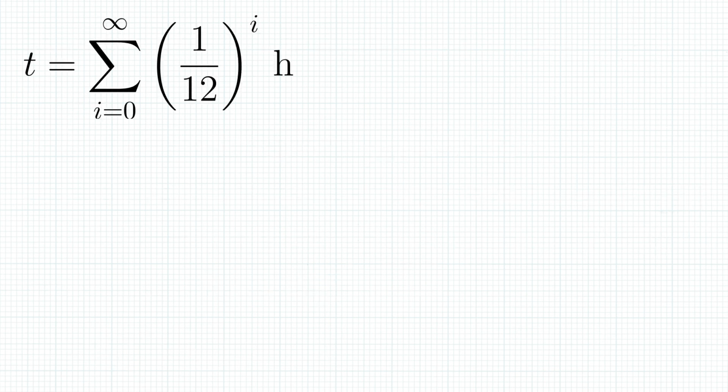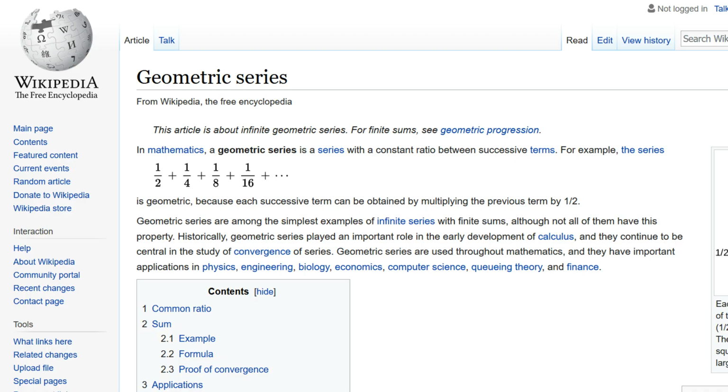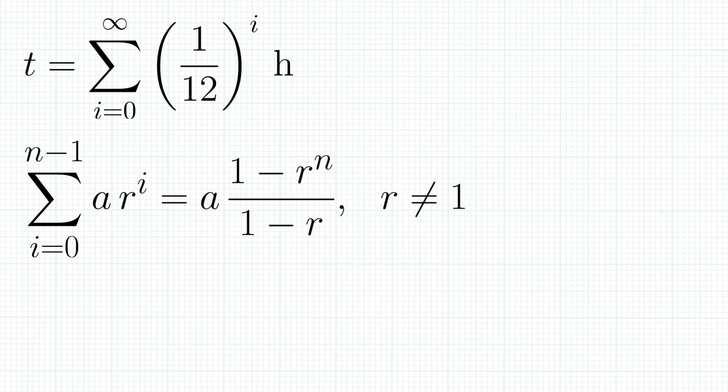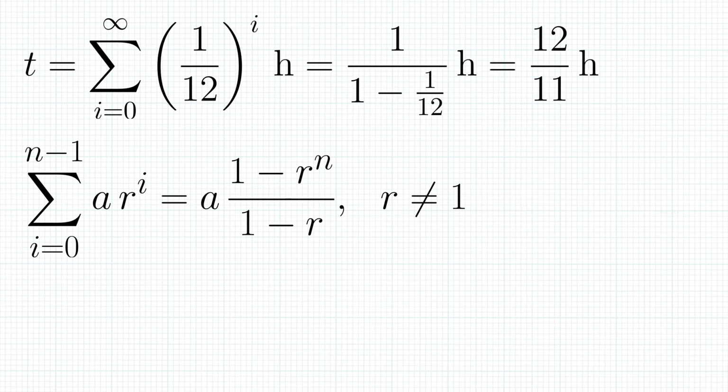If we did everything correctly, this series needs to converge, since the clock hands do overlap in a finite amount of time. And in fact, it does. It is a simple case of the geometric series, and there is a formula for it. This is the most general expression, and it is true for any r that isn't 1. Now in our case, a is 1, r is 1 over 12, and n goes towards infinity. Since r is smaller than 1, r to the power n vanishes as n goes to infinity, and we're left with 1 over 1 minus 1 over 12 hours, which is exactly 12 over 11 hours again.